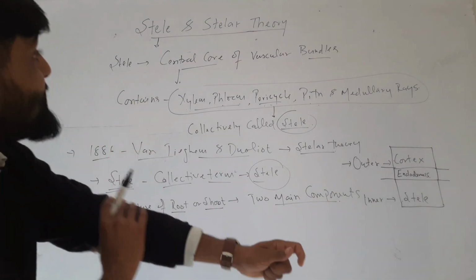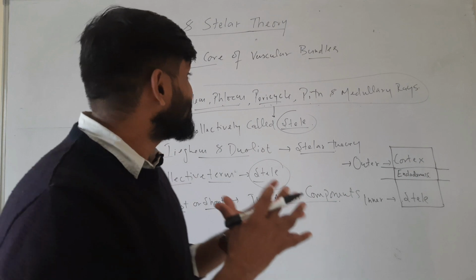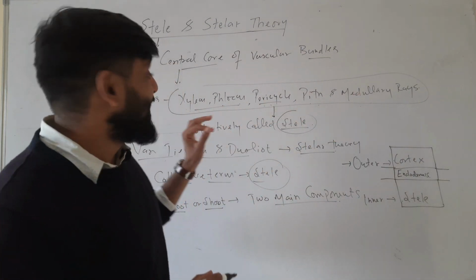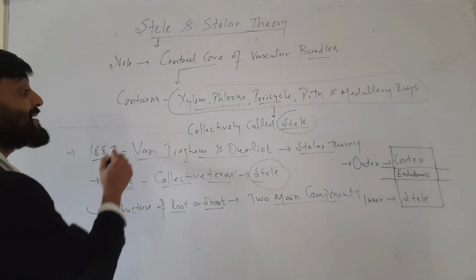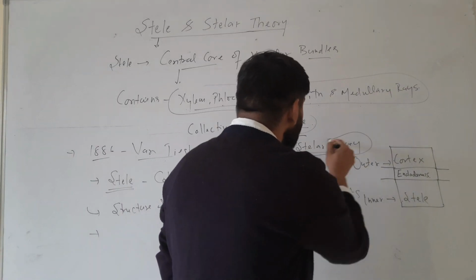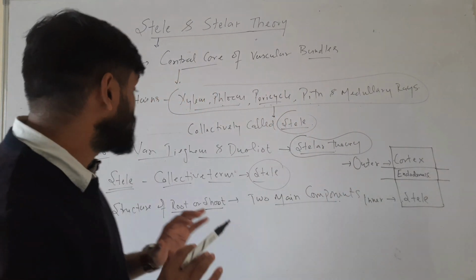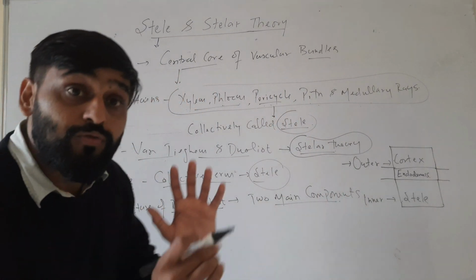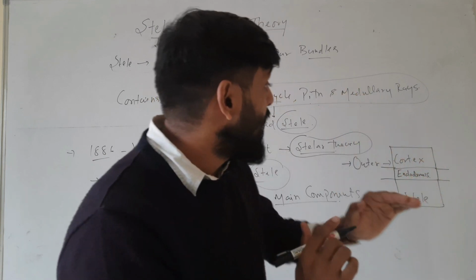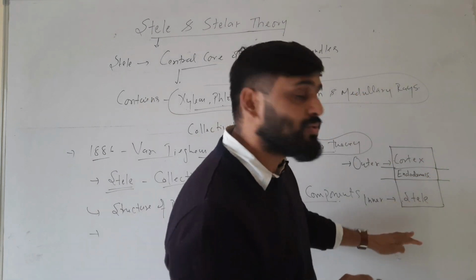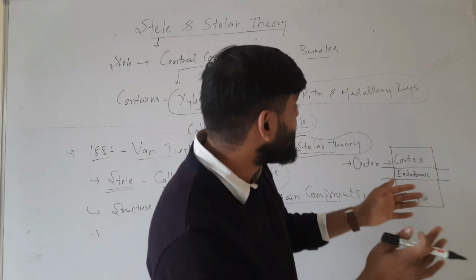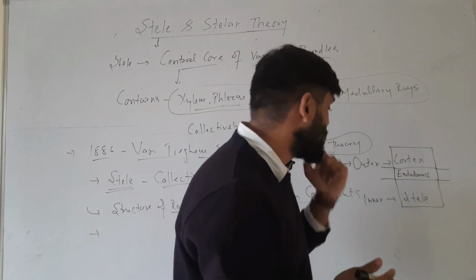So what is stele? Stele is a collective term that includes xylem, phloem, pericycle, pith, and medullary rays, and this term was given by Van Tieghem and Douliot. They proposed this theory that is called Stelar theory. According to this theory, the structure of root or shoot has two main components. Outer is called cortex, inner is called stele. And these both components are separated by a single layer that is called endodermis.